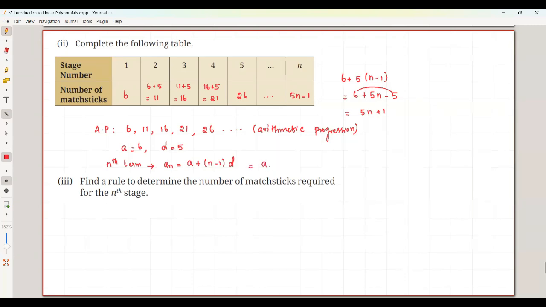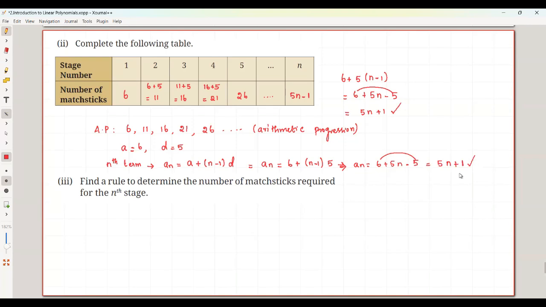So the nth term an is equal to a, whose value is 6, plus (n minus 1), where the n value we don't know, into d, whose value is 5. If you simplify, just multiply and you will get 6 plus 5n minus 5, which is equal to 5n plus 1. Here also, 5n plus 1.